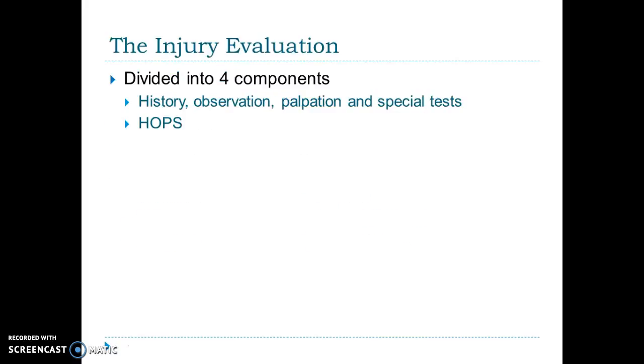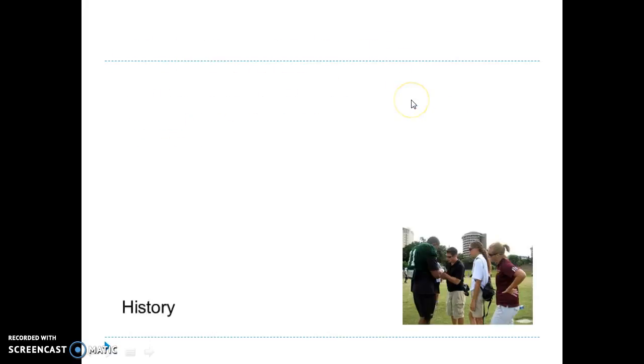The injury evaluation is divided into 4 components. Really important. Again, this is the type of information we're going to use the rest of the semester. HOPS is our acronym. It stands for History, Observation, Palpation, and Special Test. And we'll go through each of these one at a time.